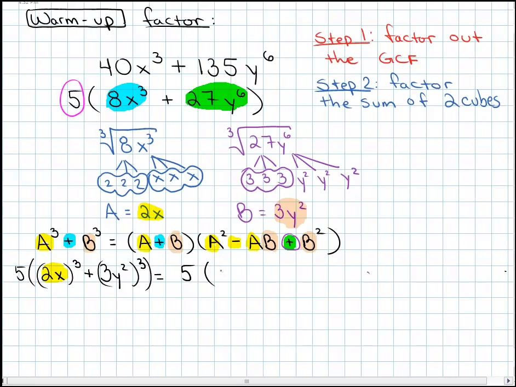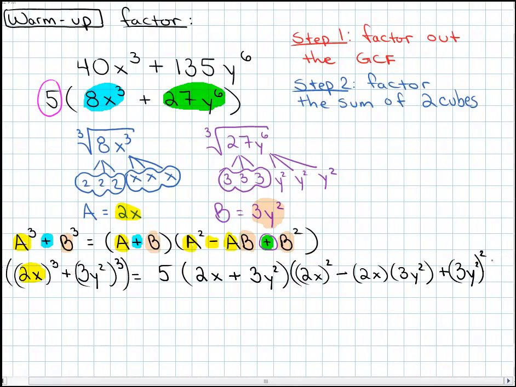And then I'm just going to do straight substitution. So this is going to be 2x plus 3y squared, close parentheses, open a new set of parentheses, 2x all squared minus 2x times 3y squared plus 3y squared all squared. It looks nice. You could put the 5 at the end and put a multiplication symbol, but the 5 in the front looks nice.